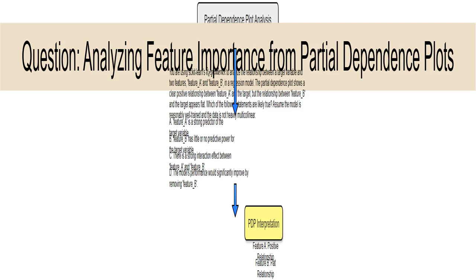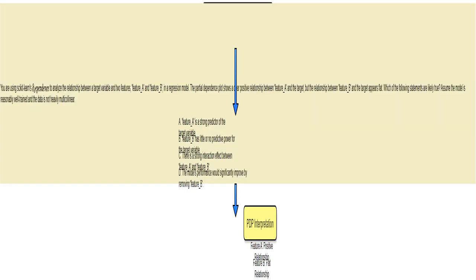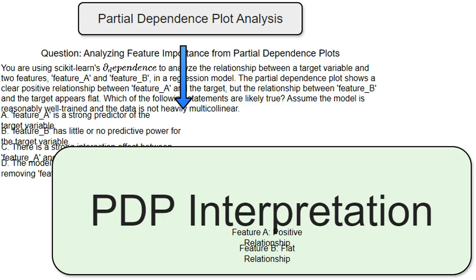It's like detective work. We're given a scenario where I'm using a machine learning tool called Sklearn to make partial dependence plots. The plots show how two features, feature_A and feature_B, influence the outcome, target. Feature_A has a clear positive relationship with the target. Higher feature_A values lead to higher target values, but feature_B shows no clear relationship, it's flat. Based on this visual evidence, I need to decide which statements are most likely true. Importantly, I'm told to assume the model is good and there is no serious relationship between the two features. Let's look at what the PDPs tell us.